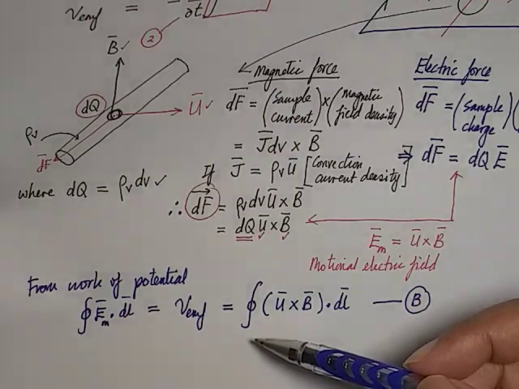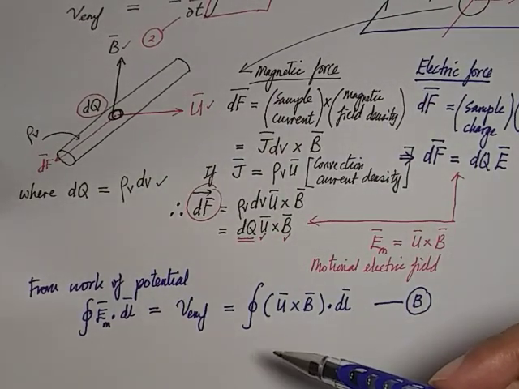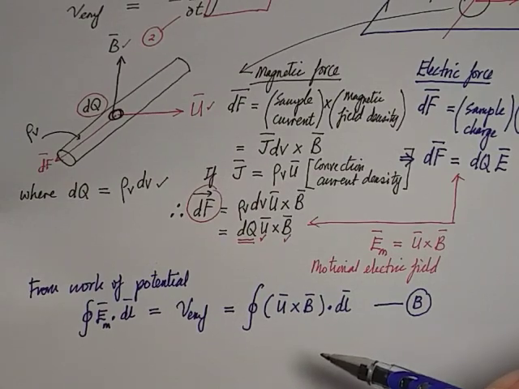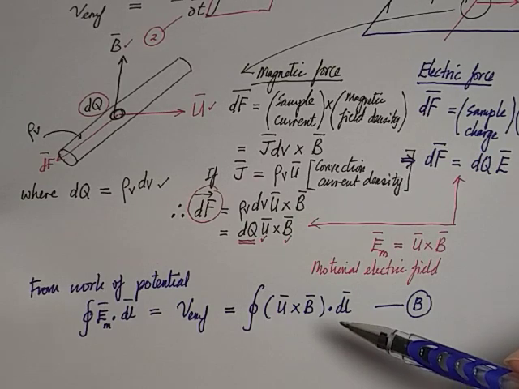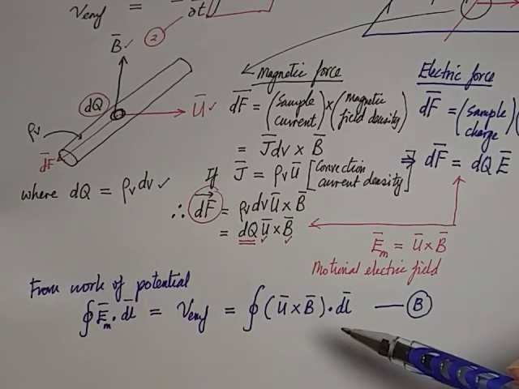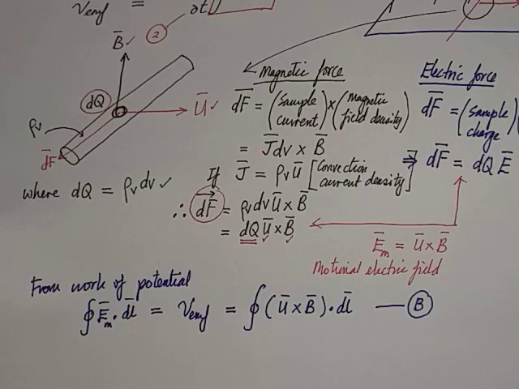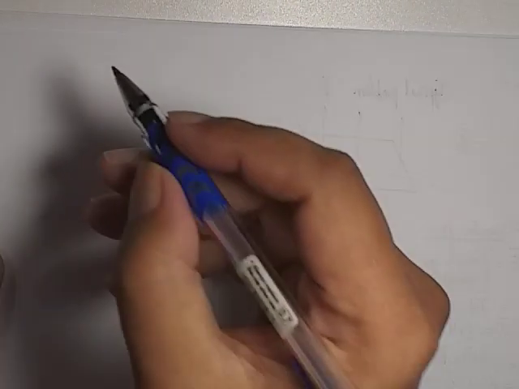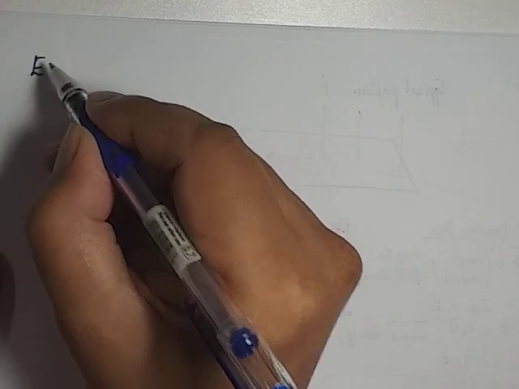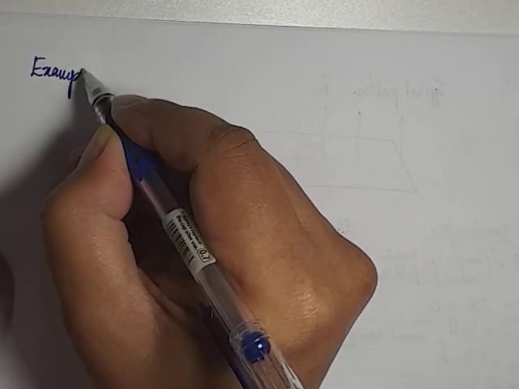Okay, so the objective here has been fulfilled, where we wanted to introduce an alternative equation that we can adopt to solve motional type EMF problems. So with that, inshallah, I'm going to continue with an example. So let's do one more example here. Okay, the example: let's say you have a generator.